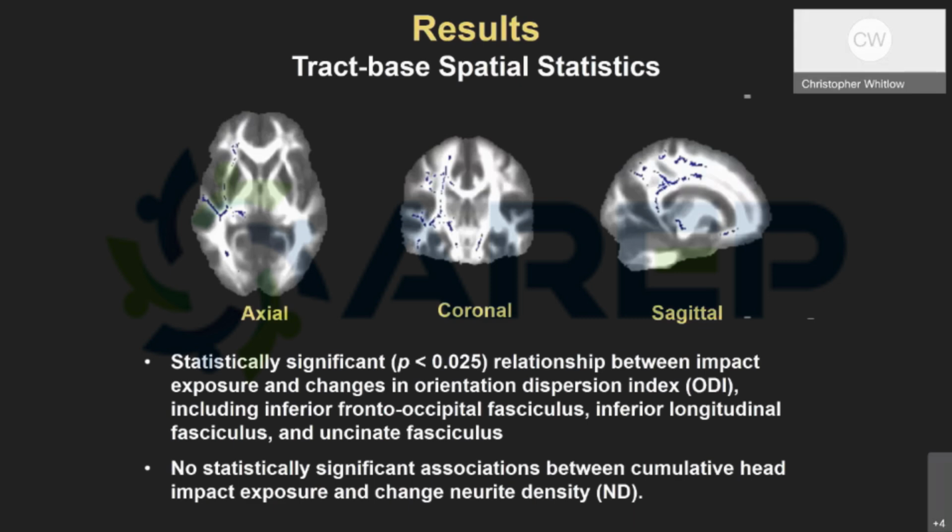So more exposure was associated with diminished values for ODI, the orientation dispersion index, so less directional complexity in large tracts, including the inferior fronto-occipital fasciculus, inferior longitudinal fasciculus, and uncinate fasciculus, but no association between cumulative head impact exposure and neurite density or the number of fibers, which we think is really interesting because it suggests a possible signature for these cumulative non-concussive head impacts, and perhaps it reflects some exposure-associated deformation in white matter tracts without a gross decrease in fiber number.